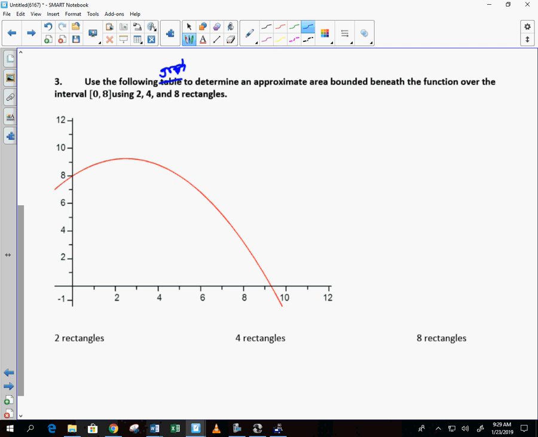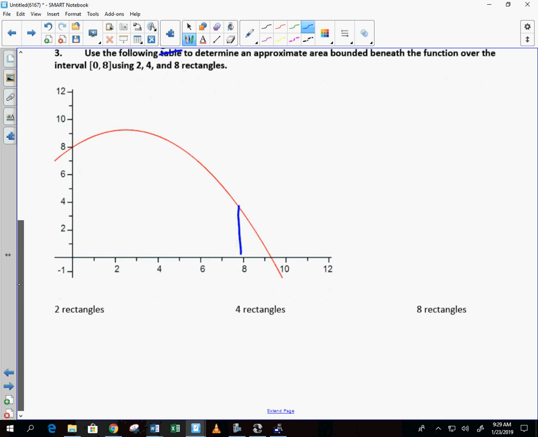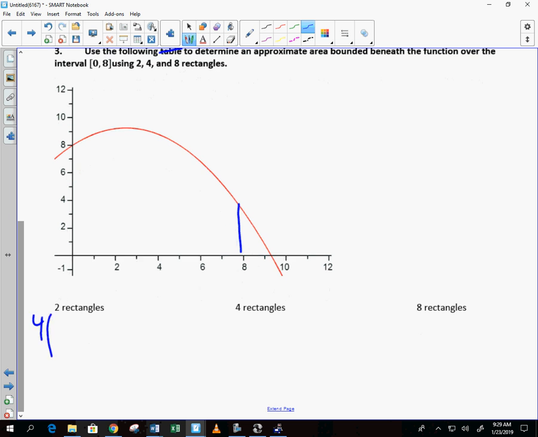So if we were to use 2 rectangles, it says to go from 0 to 8. So if I have 2 rectangles, what's the width of each rectangle? 4. Now I'm going to construct my 2 rectangles. Got my first one here, and then I've got my second one. So do you think it's an overestimation or an underestimation? It sure looks like an underestimation here, doesn't it?